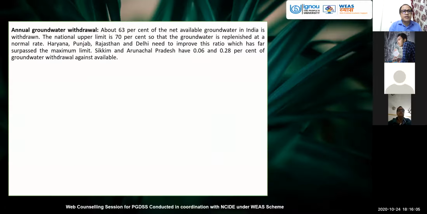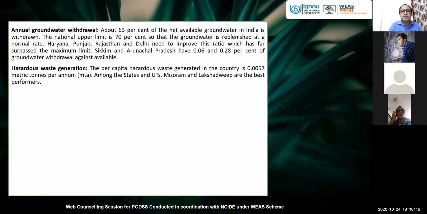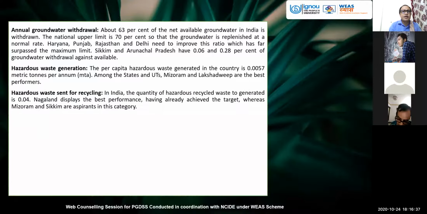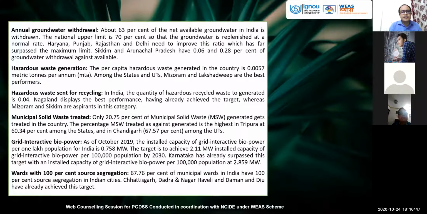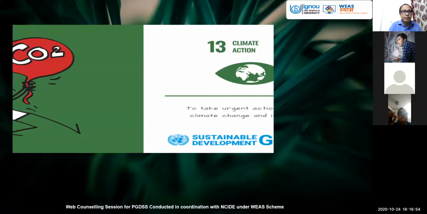Then sustainable tourism is one of them. And if you look into the efficiency of natural resources, the annual groundwater withdrawal rate is also one of them. We are effectively and efficiently using it, taking care of natural regeneration of groundwater in some of the states. Though some states are far behind, in some states our utilization of groundwater is efficient. Hazardous waste generation is also reducing, recycling also, solid waste treated, generating biopower. These are some of the indicators to look into the performance of our different schemes that take care of sustainable production and consumption patterns.